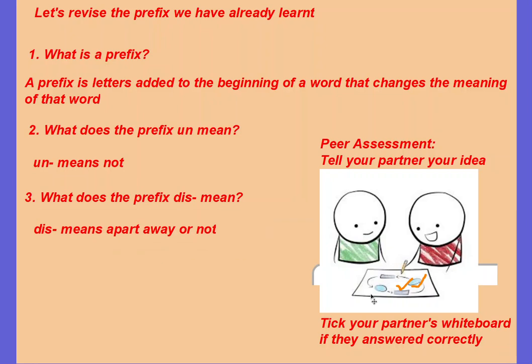Okay, let's have a look to see if you know that answer. Dis means apart, away, or not. Disable means you are not able to do something, same as unable. Okay, so if you got all 3 of those right and your partner's given you 3 ticks, well done to you. That's 3 dojos or house points for you.